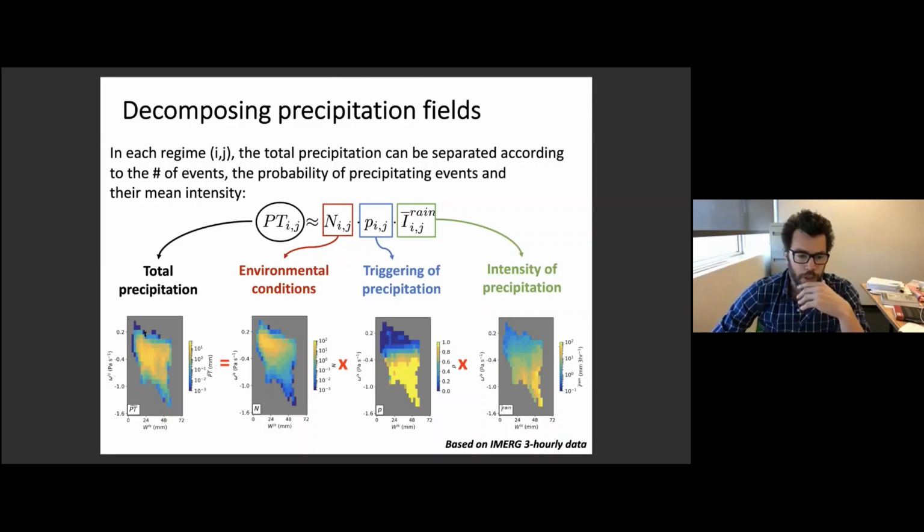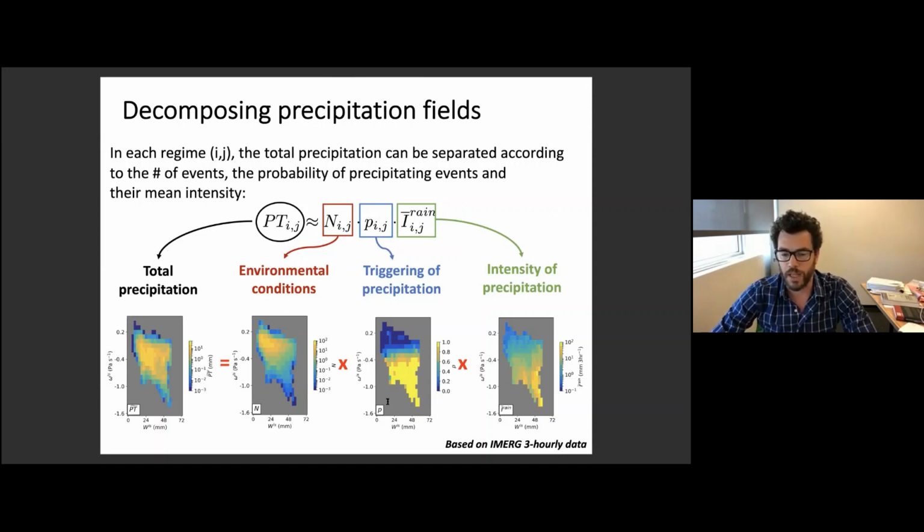And if we show this, again using the IMERG 3-hourly data, this is the same graph as I showed before, total precipitation for different regimes. It is obtained as the product of these three different terms. The first is the total number of events, and you can see that most of the time we have omega close to 0. So most of the occurrences are around omega zero, with integrated water vapor of the order of 15.